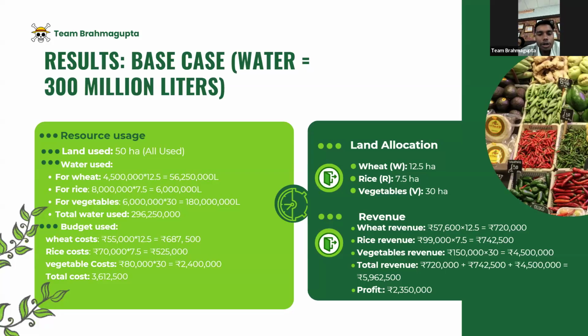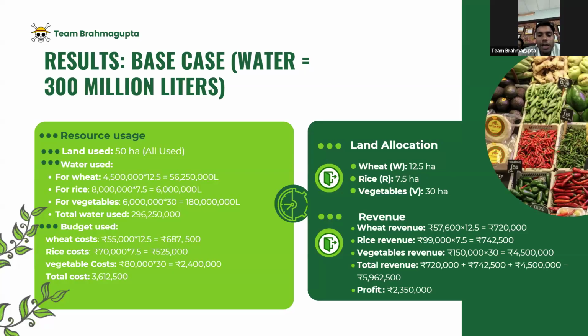Now we are going to calculate the budget, that is, what cost we are getting. So for wheat, if 55,000 is used per hectare, and we multiply by the number of hectares, then the cost for wheat is 6,87,500, the cost for rice is 5,25,000, and for vegetables it costs 2.4 million. So the total cost is 36,12,500.